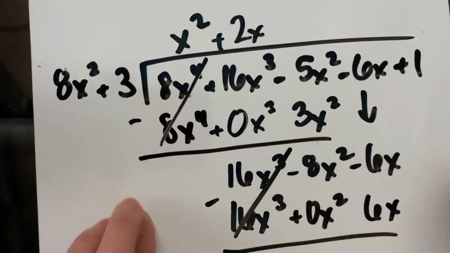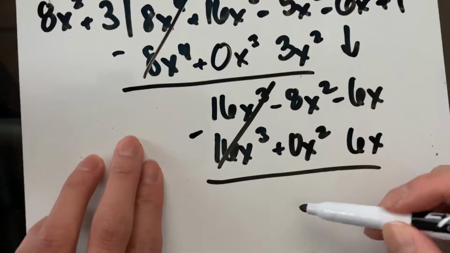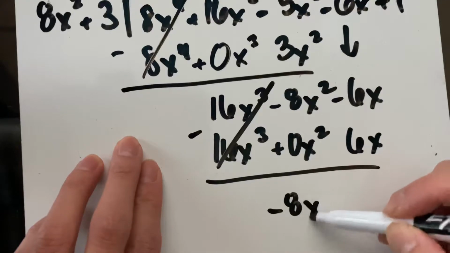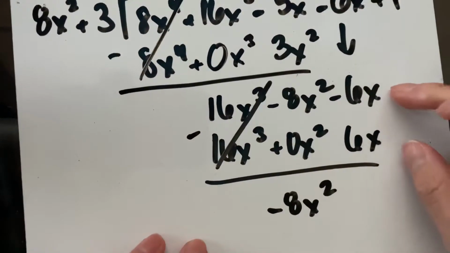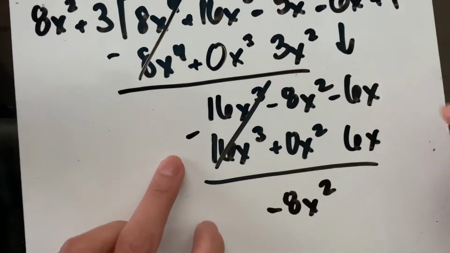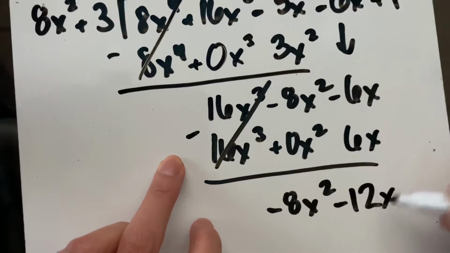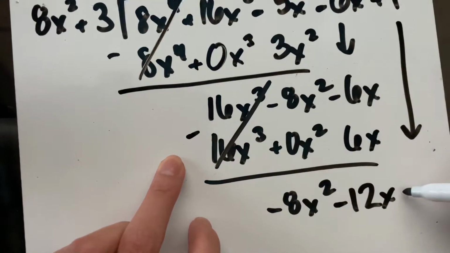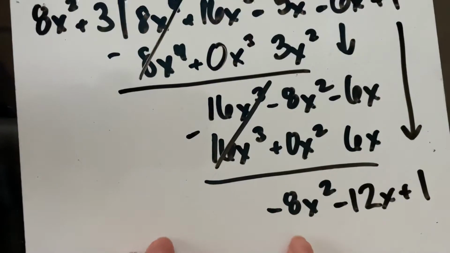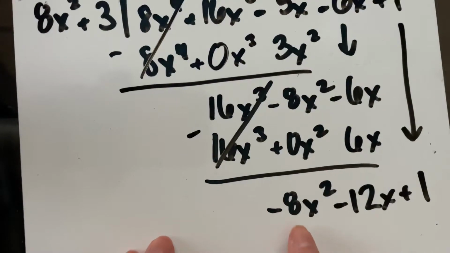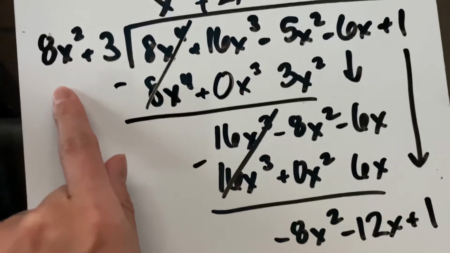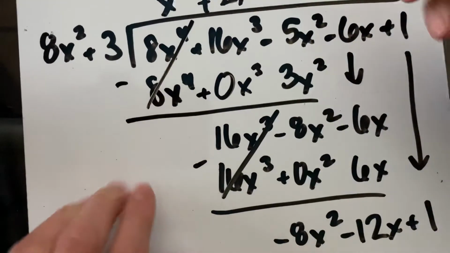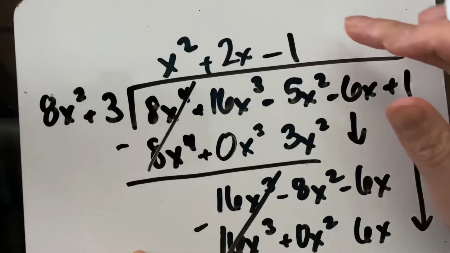So those cancel out. This term is now going to be negative 8x to the second. And when you subtract down the x's, you have negative 6x minus 6x, which is negative 12x, and then bring on down the last term. Then you do it again. So last time, negative 8x to the second divided by 8x to the second is just negative 1. I'm going to write that right up top up here.